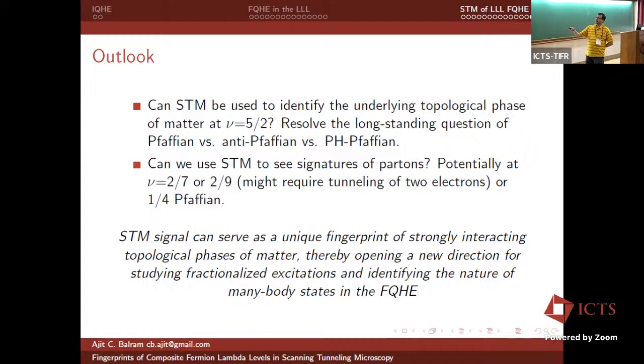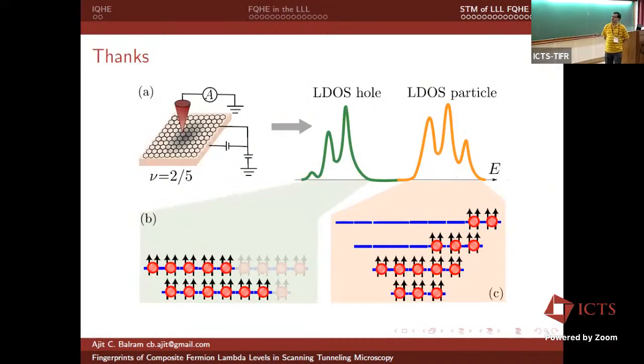That is one interesting question that one can answer. Then one can ask the general question: how does STM see signatures of partonic structures? This is not restricted to quantum Hall; you can ask this question for spin liquids and so on. To summarize, the STM signal can serve as a unique fingerprint for strongly interacting topological phases of matter, and it thereby opens a new direction for studying fractionalized excitations. In principle, it can uniquely identify the many-body ground state. So let me end with that, and thanks for your attention.